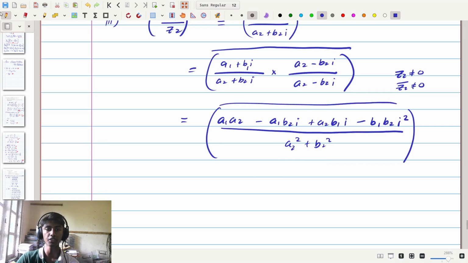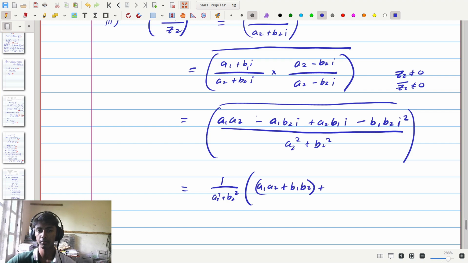Now in this conjugate we can see we have two real terms of a1 a2 and minus b1 b2 i squared, and we have two imaginary terms of minus a1 b2 i and plus a2 b1 i. So if I factorize them, we can see we have 1 over a2 squared plus b2 squared times this number, which is a1 a2 plus b1 b2, plus a2 b1 minus a1 b2 times i, and this whole thing needs to be conjugated.